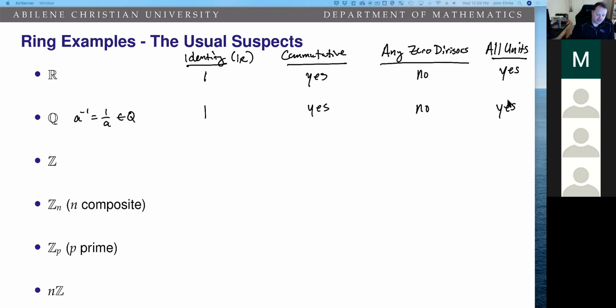What happens if we take the integers? Now here's where we're going to get our first kind of change. With the integers, 1 is still the identity. It is still commutative. There are no 0 divisors. However, not every element has an inverse. In fact, the only elements that are units are 1 and negative 1. So not all of the elements are units. Case in point, if A is in Z, A inverse is 1 over A, but 1 over A is not an element of Z unless A is 1. So we don't have multiplicative inverses for all of the elements in Z.